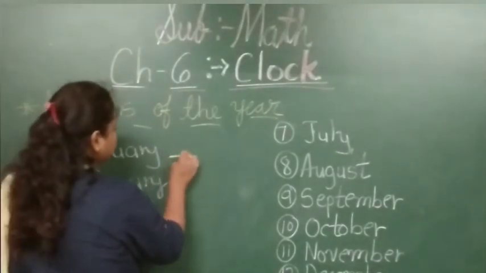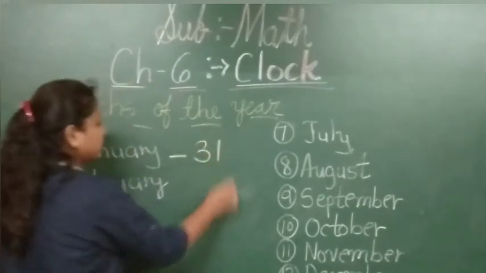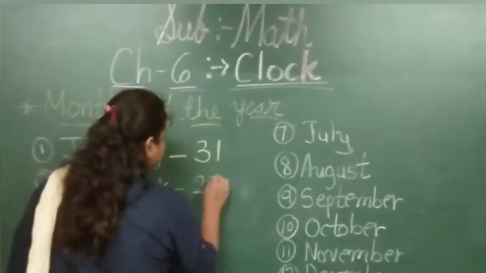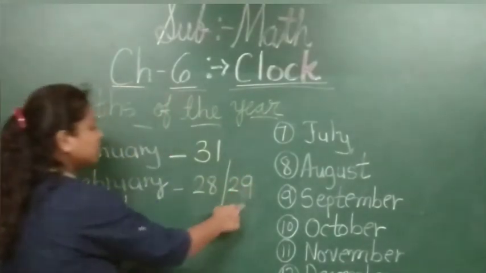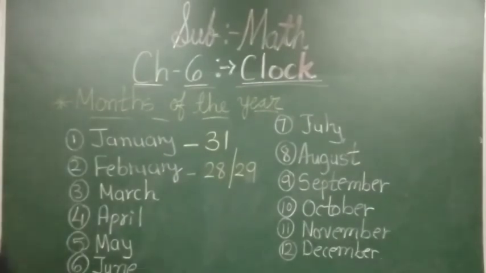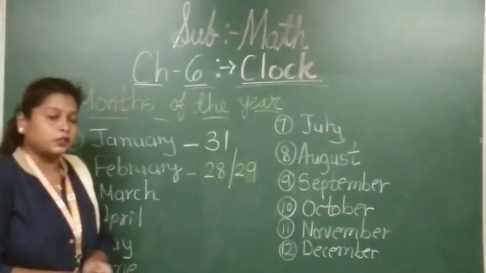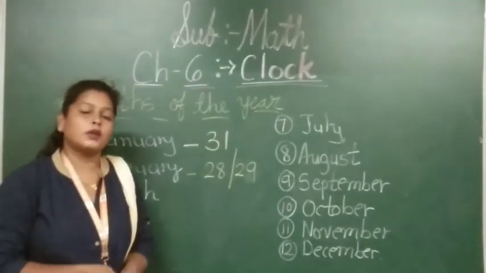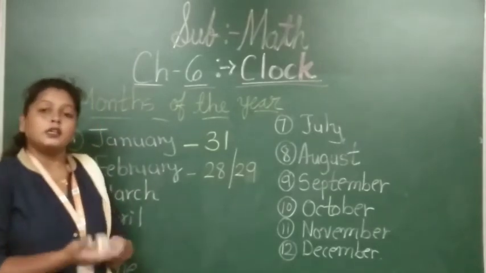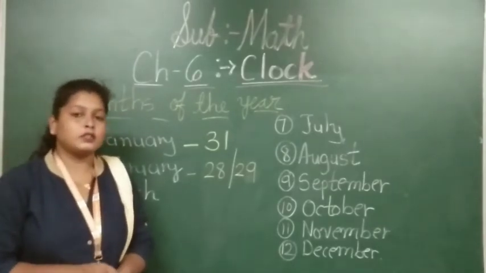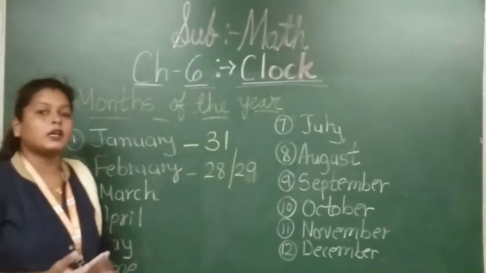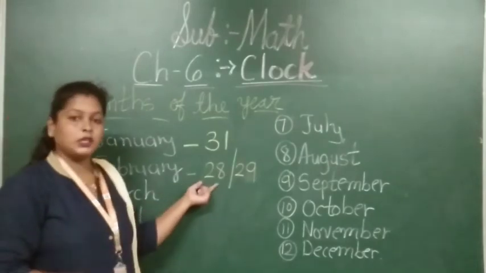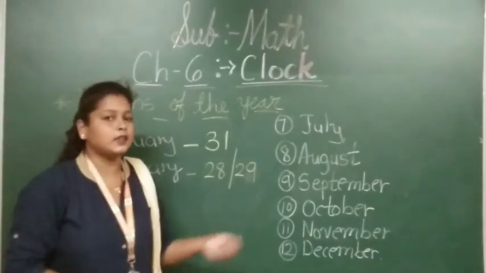So in January, 31 days are there, right? In February, sometimes 29 days are there. So in which year are 29 days in the February month? That year is known as leap year. So in a year, how many days are there? 365 days. But in a leap year there are 366 days. Okay. So in February month sometimes 28 days are there and sometimes 29 days are there.